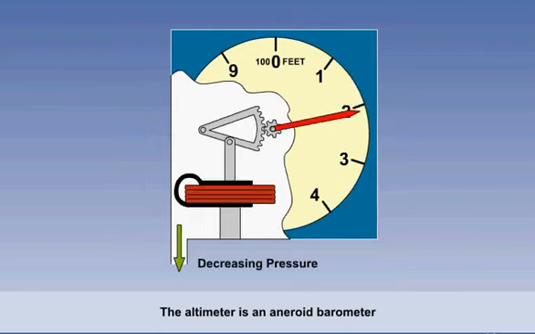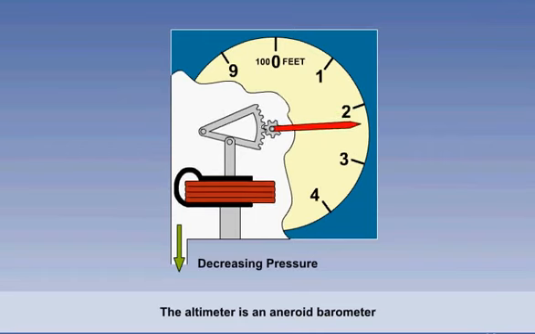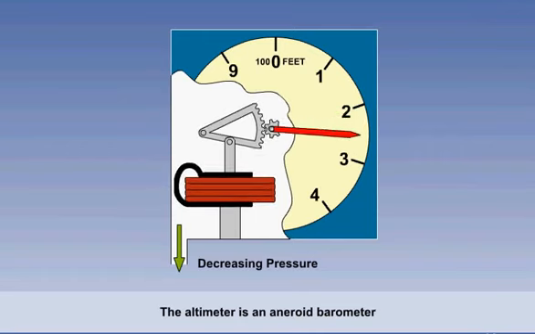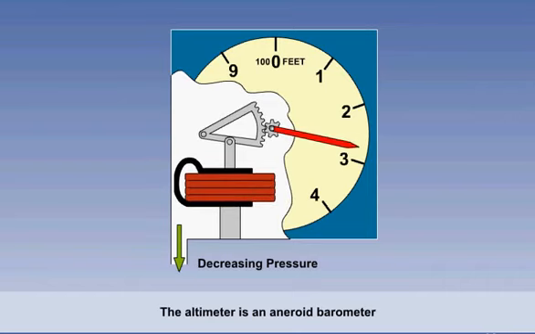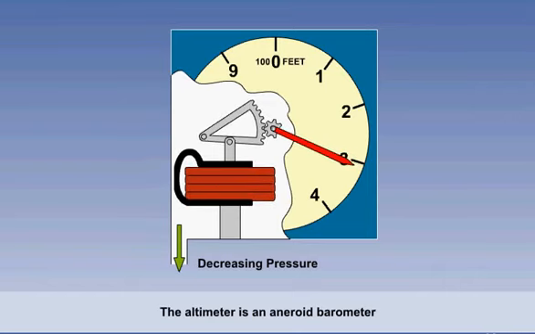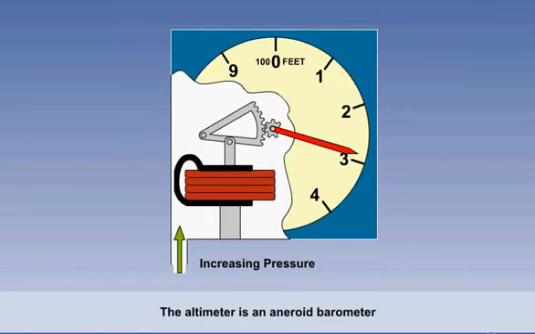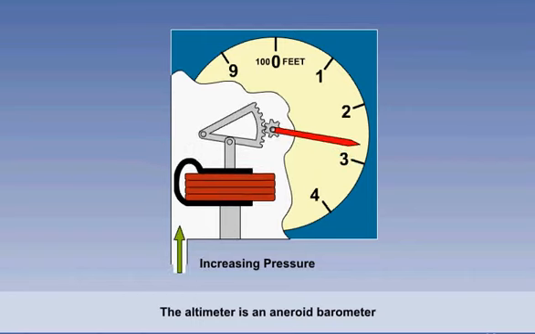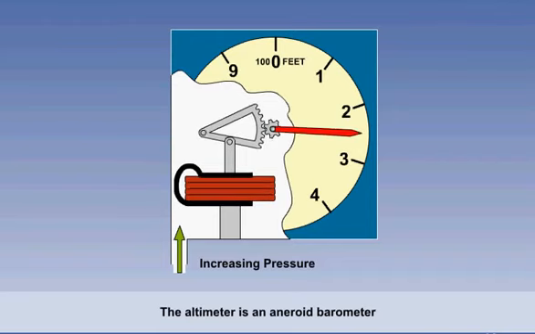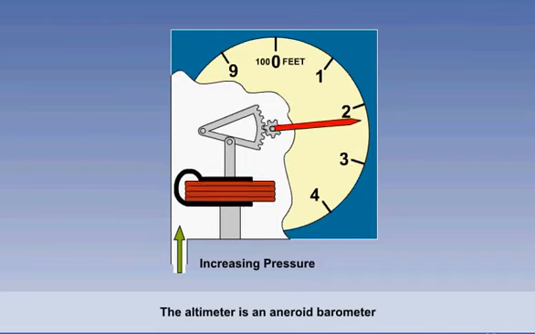If we look at the diagram, we can see that a fall in outside pressure will cause the chamber to expand and turn the pointer clockwise. An increase in pressure will do the reverse. This time the chamber is compressed, causing the pointer to move anti-clockwise.